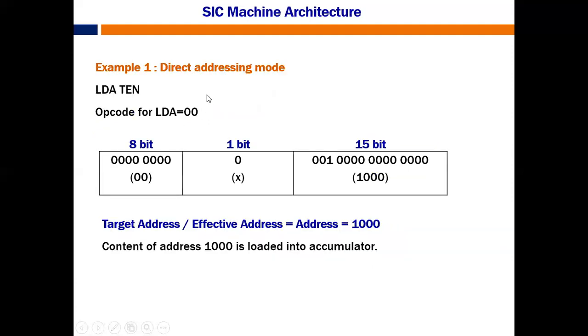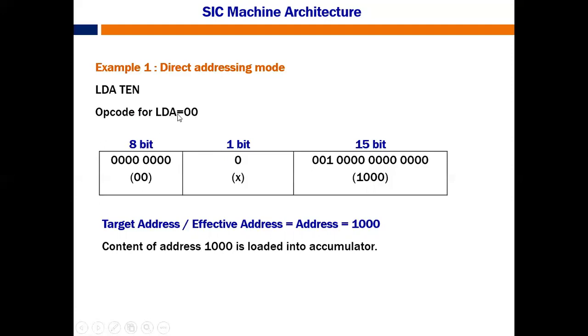Let's take one example of direct addressing mode. Direct addressing mode means the target address is nothing but the address of the operand itself. Let's take the example LDA, load accumulator with the contents of the variable 10. In the exam they will give you the opcodes of all these instructions, but for the time being, let us just know that the opcode of LDA is 00. The format is 8 bits, 1 bit, 15 bits. The opcode is taken as an 8-bit representation.